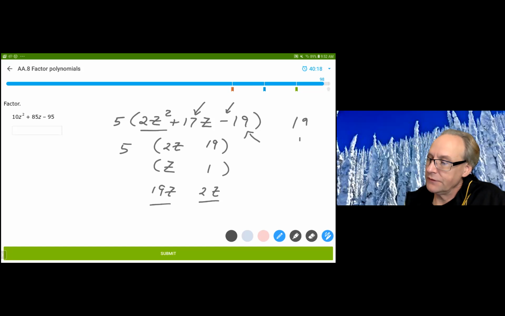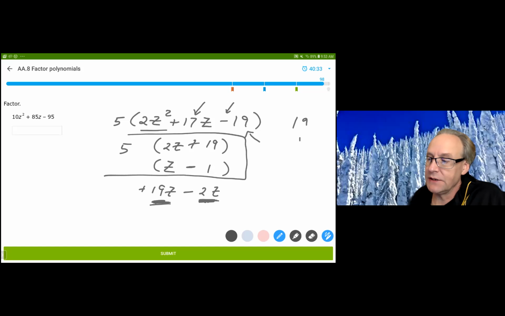The positive goes with the 19 and the negative goes with the 2. So I need the negative here so that it gets to the right place. And I need the positive here so it goes with the 19. And there it is. You can check it. You can multiply that out and you'll see that it works. But look, we chose the first and the last to make them work. And the middle terms are 19z and minus 2z, which is 17z.